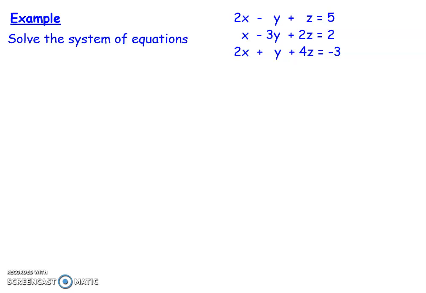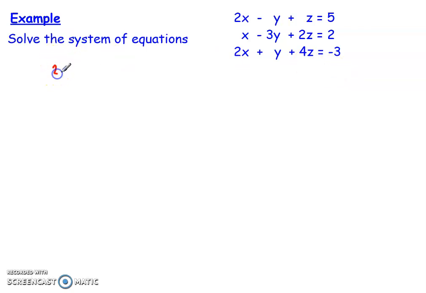Let's look at another example. Let's imagine I want you to solve the system of equations given by these 3 equations here. First thing we want to do when we get a question like this is put it in our augmented matrix. Now, I'm going to give you a hint. You can actually just write this down just by looking at the coefficients and the solutions.